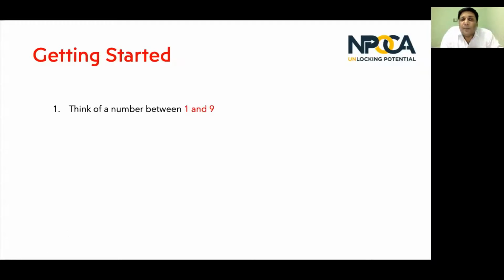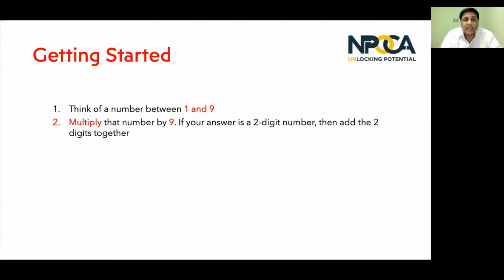I want you to think of a number between 1 and 9. Think of any one number between 1 and 9. If you have done that, I want you to follow the second instruction, which is to multiply that number with the number 9. And it is very likely, in fact, it's highly likely that you will have a 2-digit number, in which case you will add the 2 digits in a fashion that you end up getting a single-digit number.